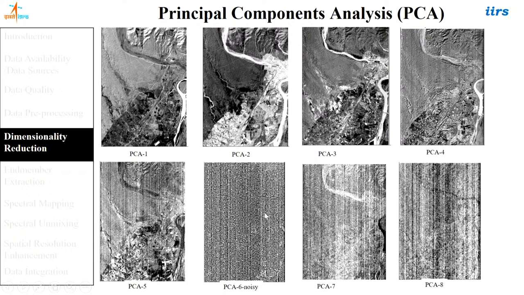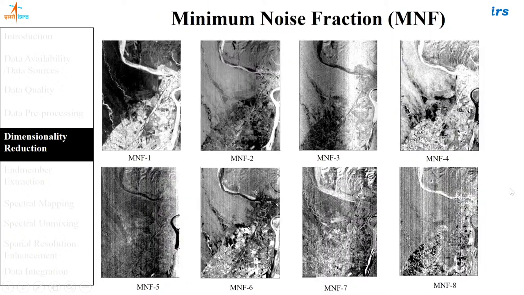Because of that, we have to think of another alternative so that we can perform the data dimensional reduction with a technique which will follow the same trend: the first component is informative, then second, third, and as the number of components increases, the noisy components will come. So here you can see one of the data dimensional reduction techniques, that is MNF. In this case, MNF1 is informative, then second, third, fourth, fifth, and as the number increases, noise is coming.